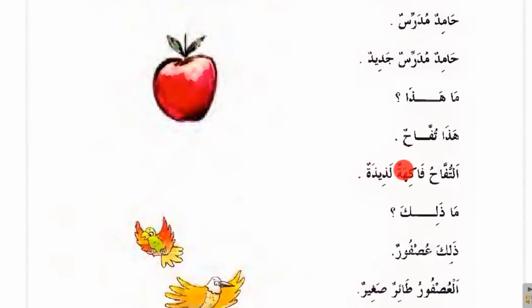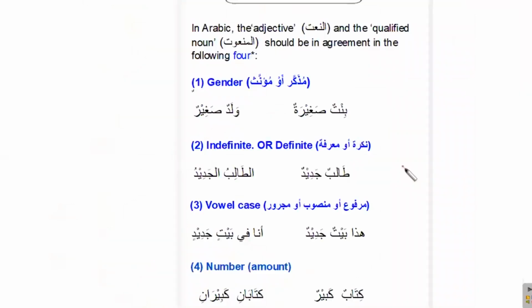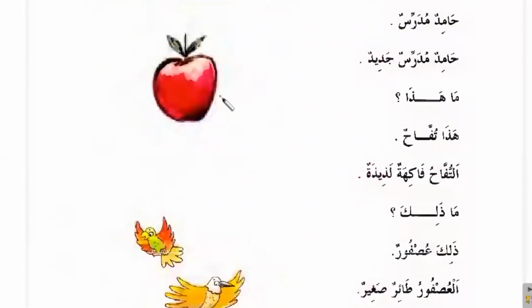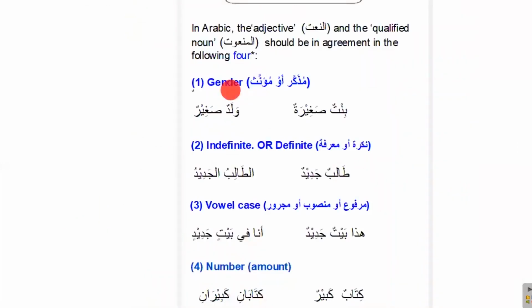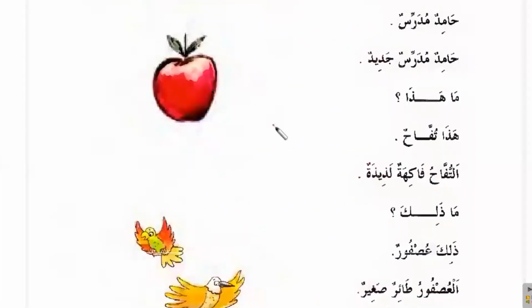So you see, the first rule was what? Gender. You can see here, it has ta marbuta. Fakihatun means fruit, but it has ta marbuta to mean that it is feminine in Arabic. So instead of lazizun, you also have to add ta marbuta to the adjective. They must follow each other in terms of gender. If this is masculine in spelling, this should also be masculine in spelling. If it is feminine, this should also be feminine.